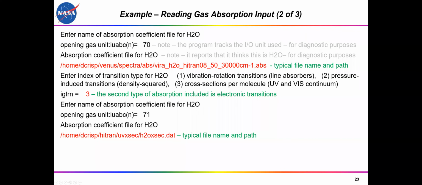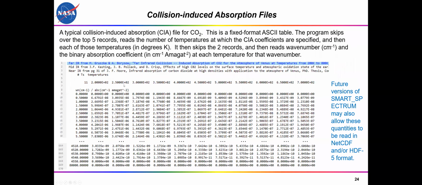For the pressure-induced absorption and the UV cross sections, those are simply ASCII tables, but they're ASCII tables with very special formats. To give you an example, for a collision-induced absorption file, this is one I have for CO2. What we have here is a header at the top that the code does not use. It basically skips over the first 5 records. It finds here that I'm going to specify the collision-induced absorption cross-sections at 11 different temperatures. Those temperatures are all here. It'll read those out of the file.